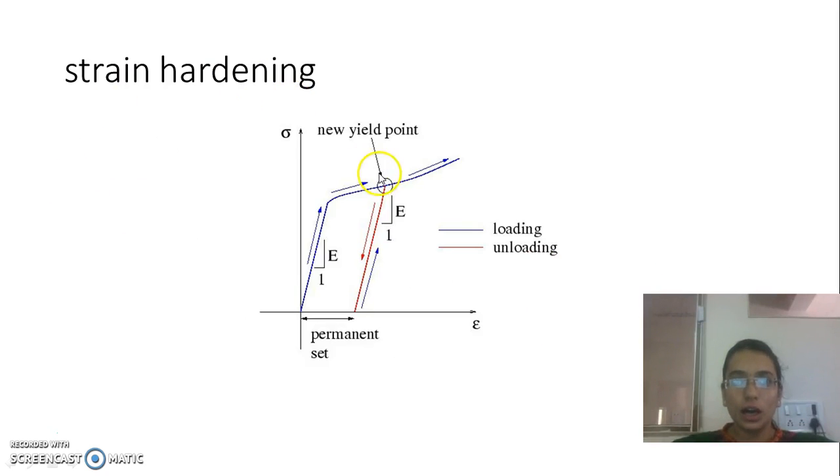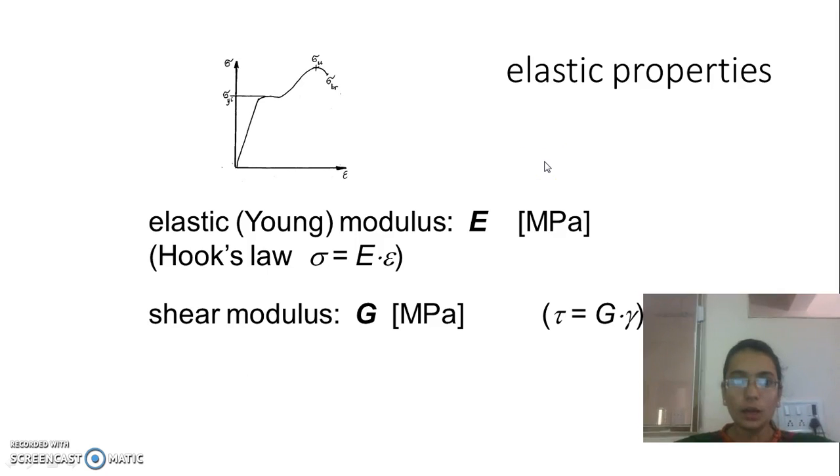This is the strain hardening, the new yield point, the loading and the unloading of the material. Similarly, the stress-strain curve is for this purpose. Now is the elastic property. The elastic modulus is E. We can consider that the stress is directly proportional to the elastic modulus and the strain, and the shear modulus is G, in megapascals. And the same process as we have seen in the stress-strain curve with the yield point, the ultimate point and the breaking point, that is the elastic point.